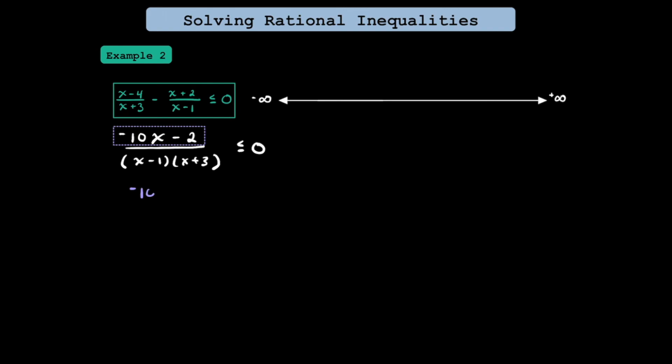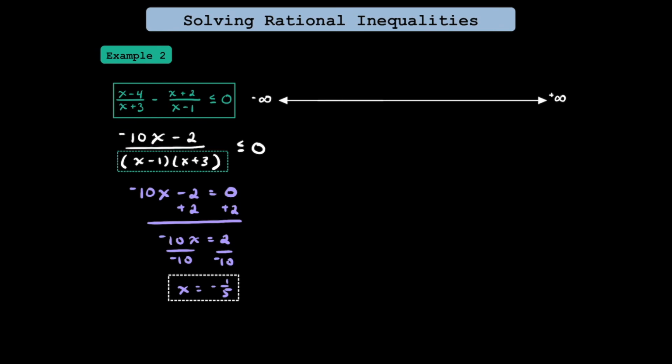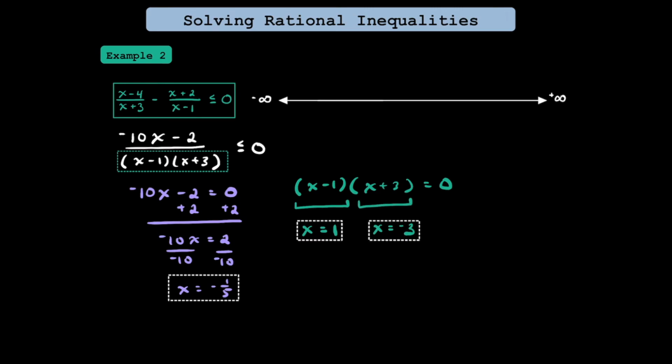To find our first important point, we're going to set our numerator equal to 0. Adding 2 to both sides here, we're going to get that negative 10x is equal to positive 2. Dividing both sides by negative 10, we're going to get x is equal to negative 1/5. This is one of our important points. Now let's set the denominator equal to 0. We have x minus 1 times x plus 3 is equal to 0. The value that makes this binomial equal to 0 is going to be x is equal to positive 1, and the value that makes this binomial equal to 0 is going to be x equals negative 3. Here are 2 more important points.